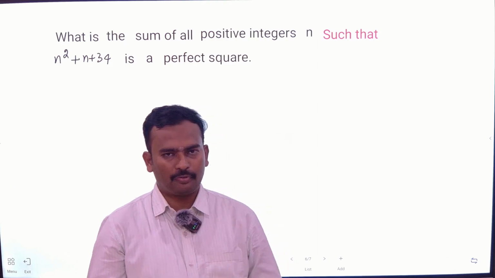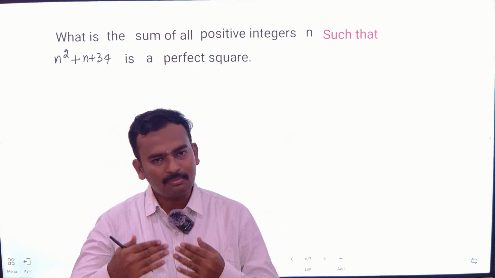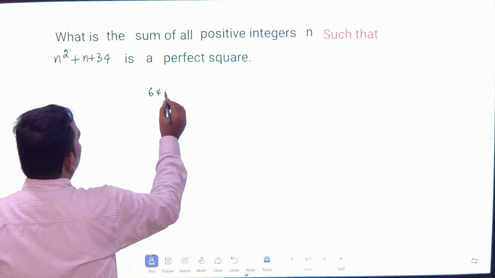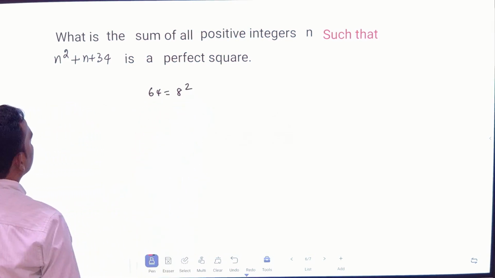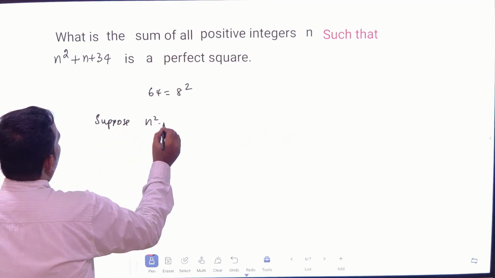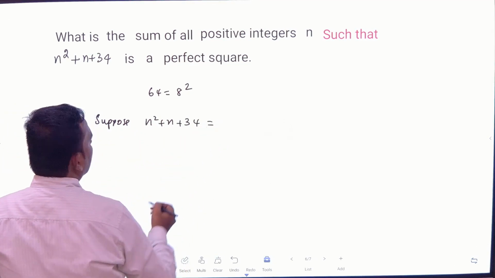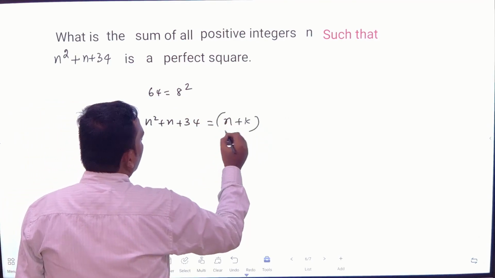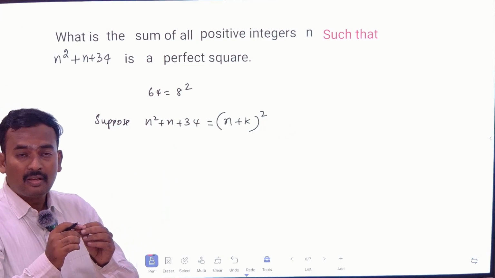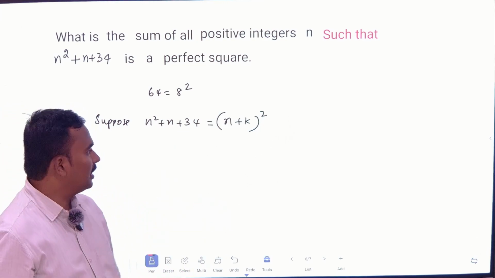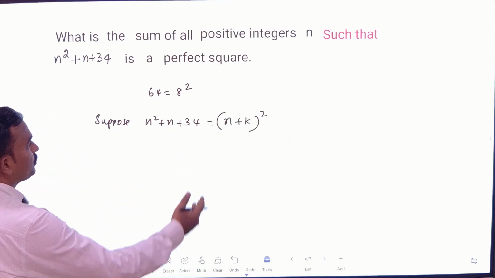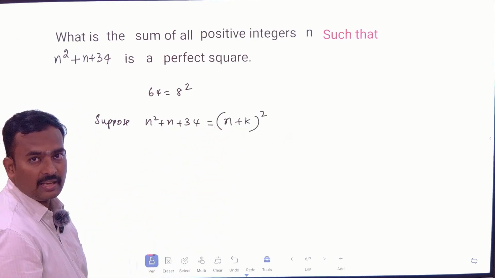If some number is a perfect square, you have to write it as something to the power square, right? For example, 64, we can write 8 square. The same way, suppose I take n square plus n plus 34 equal to n plus k whole square. I am taking it like this because it's a 2-degree polynomial, you can write the product of linear factors, right? n plus k is linear. You can multiply once again. We need to find n in terms of k.